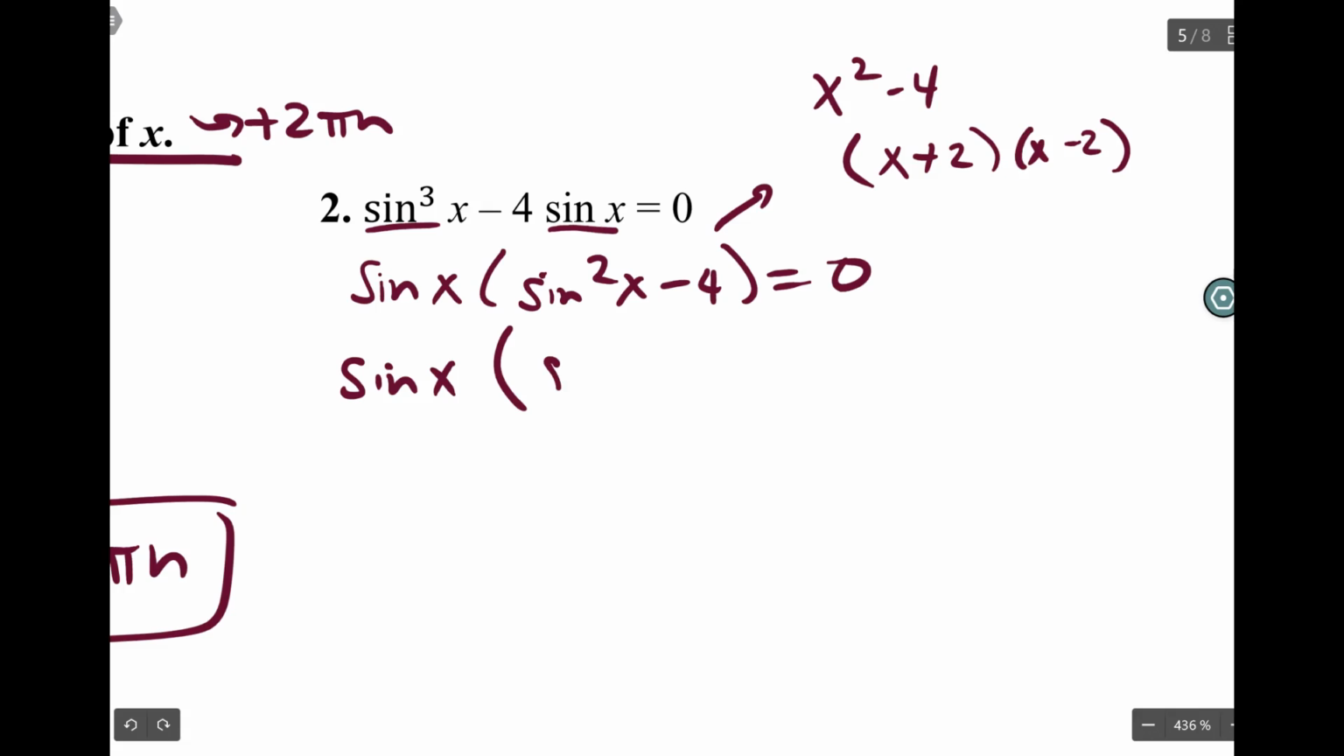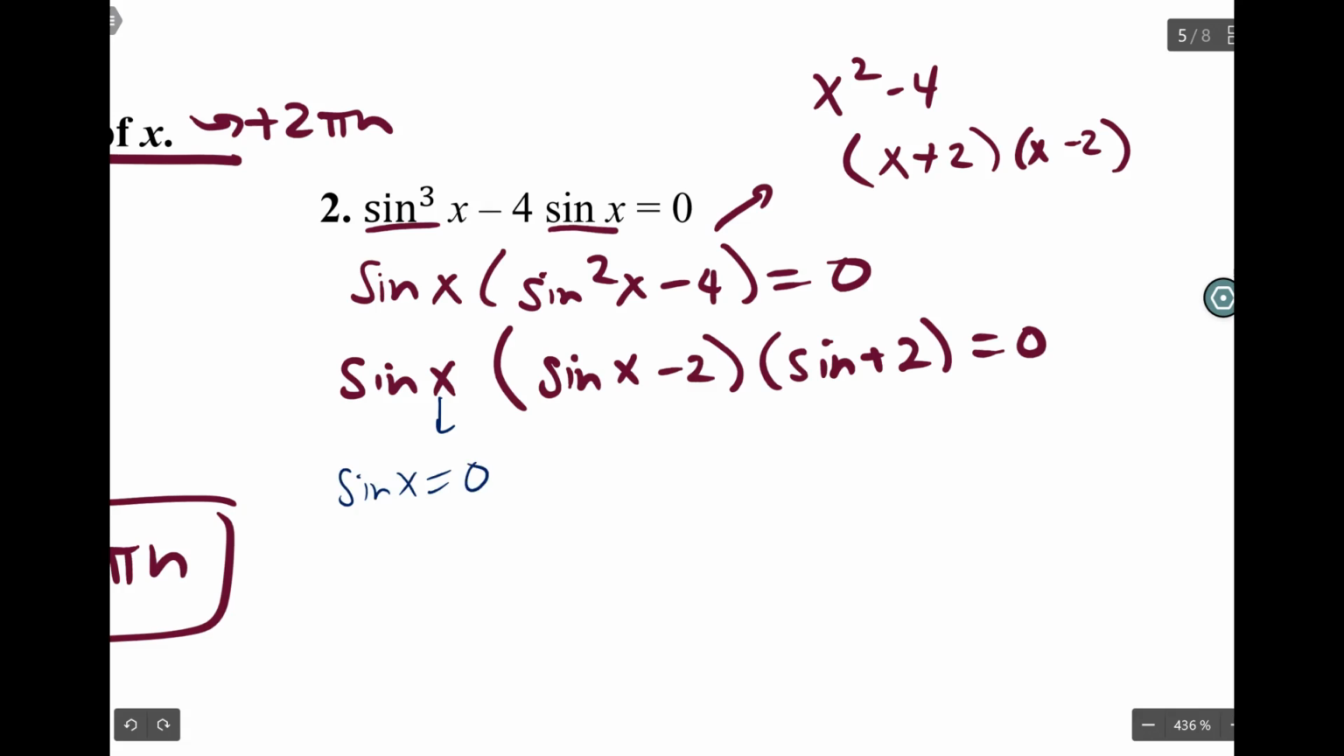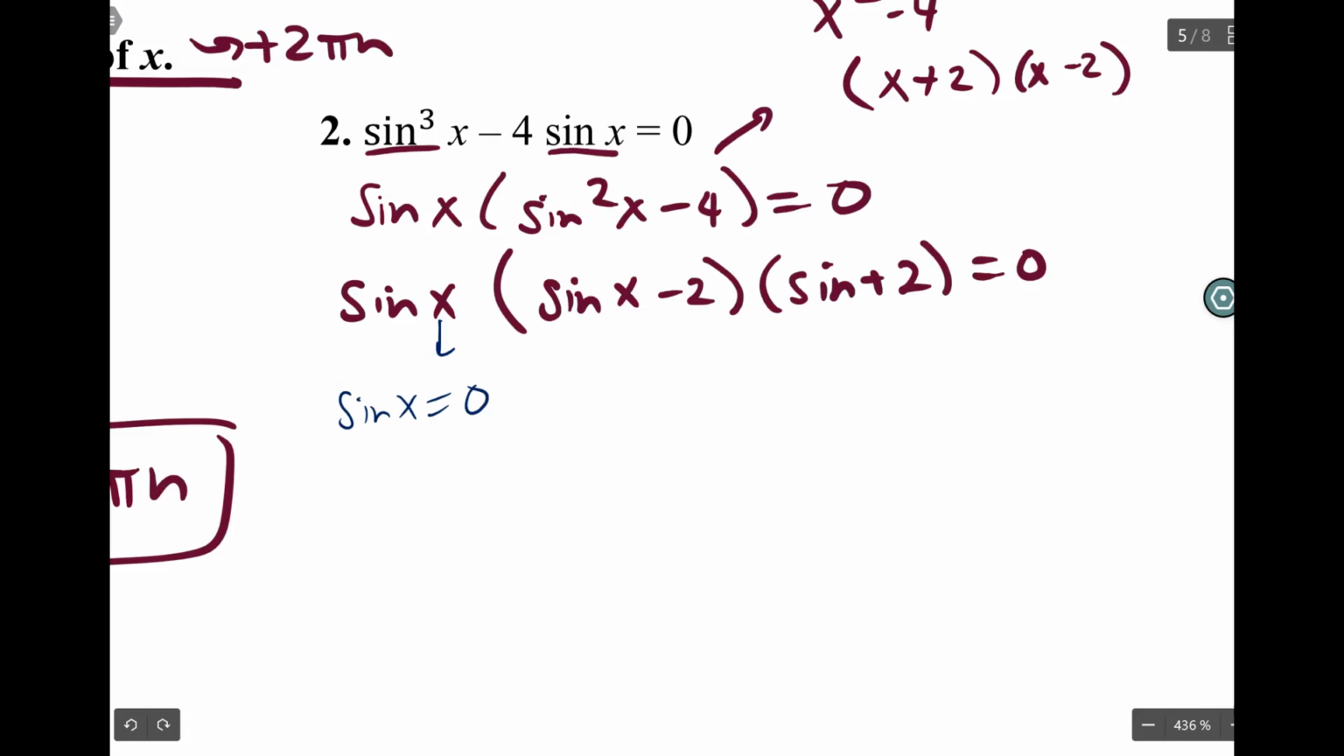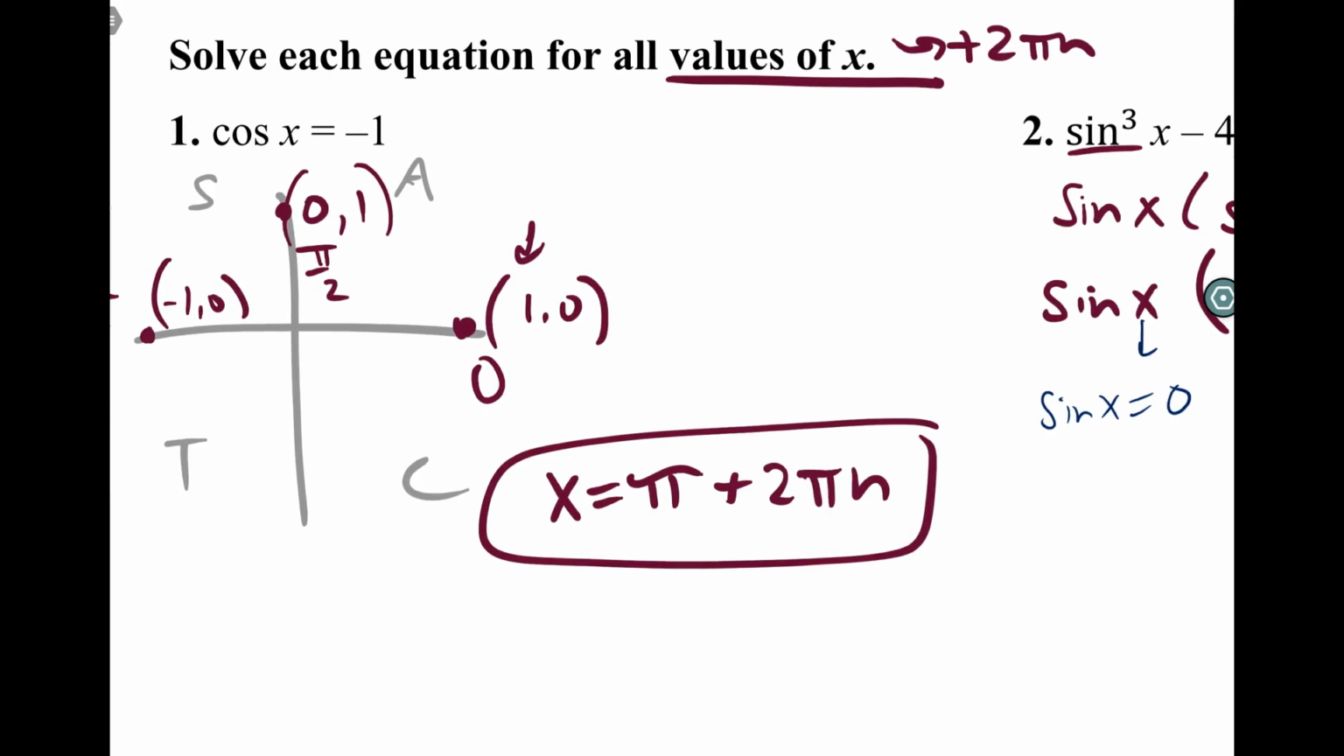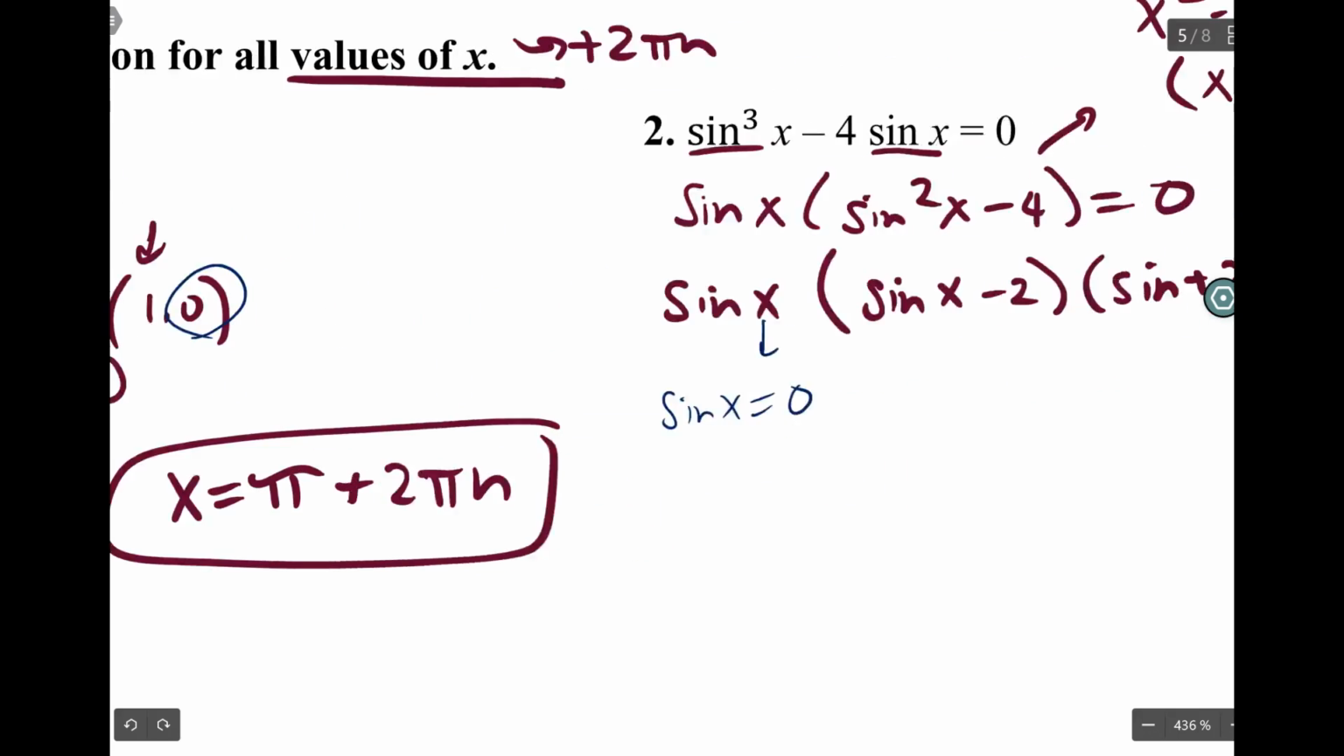So down here, I can say this is equal to sine of x, times (sine of x minus 2), times (sine of x plus 2). And then I'm going to take each one and set it equal to 0. So here, sine of x equals 0. Where is sine equal to 0? Well, I started drawing it over here. Sine is our y. Check it out. Here's where my sine is equal to 0.